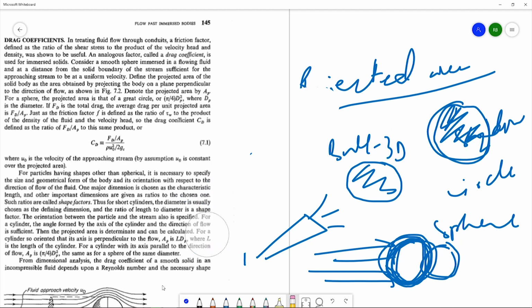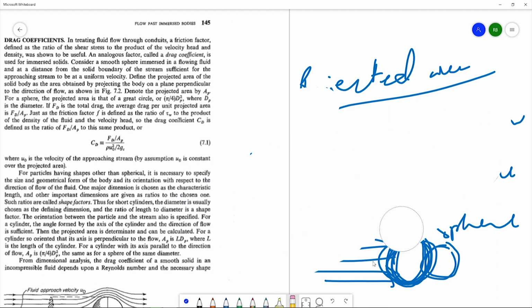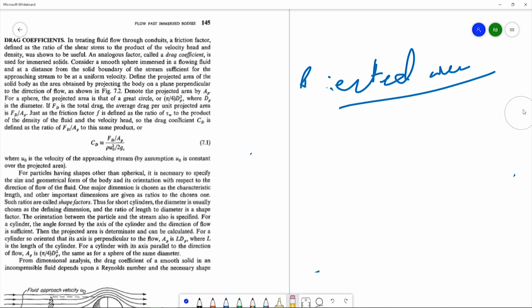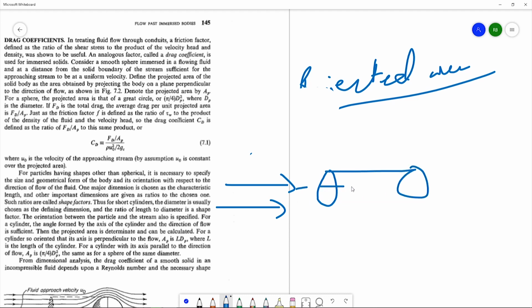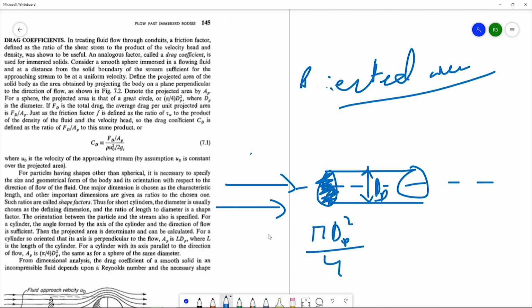One more example for projected area. Suppose this is the fluid flow, and there is a cylinder lying like this. The axis of the cylinder which passes through the center is along the direction of flow. Then what is the projected area? The fluid will see this as a circle. If the diameter of the cylinder is dp, then again it is pi d square by 4. This is the projected area.